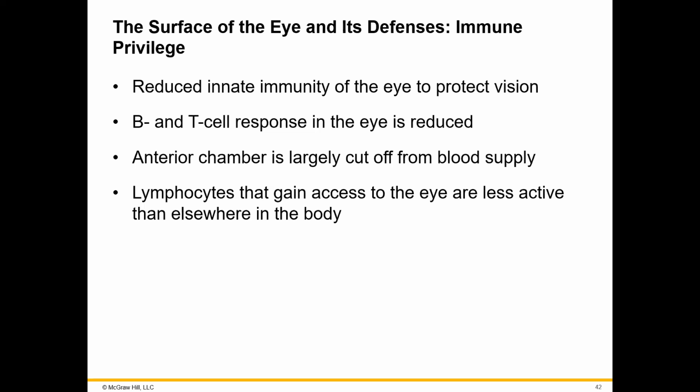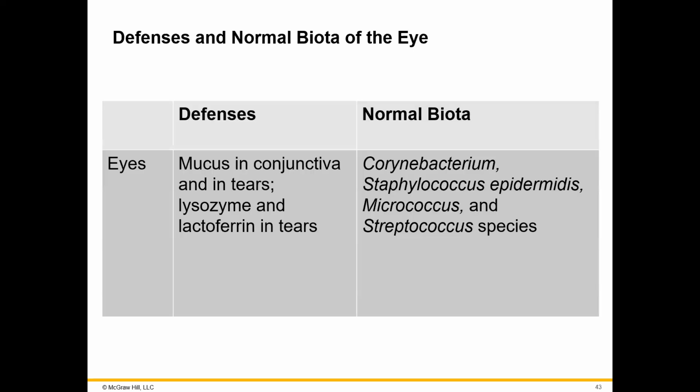So we have its own kind of response going on. The T and B cell response is reduced in the eye. It's regulated so that we don't have as strong a response there. Our innate immunity is reduced there as well, all to protect the tissues of the eye during the inflammatory response and the immune response. Most of the chamber itself is cut off from blood supply. We just have certain vessels going into and out of the eye, but that overall chamber has reduced blood flow to reduce microbes from getting to the eye from a blood infection and things like that. So it's hard for your immune system to get there, and that's for a reason, to protect the tissue.